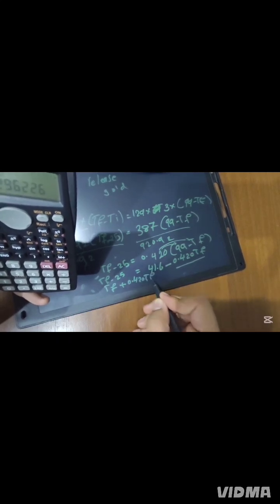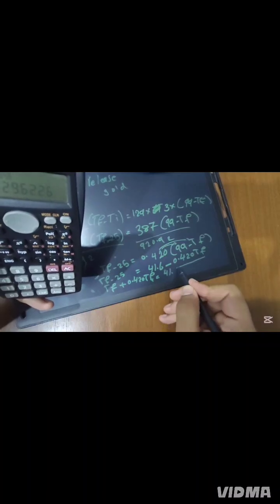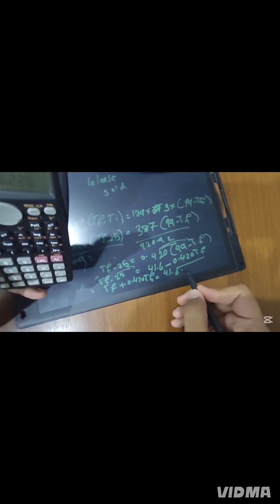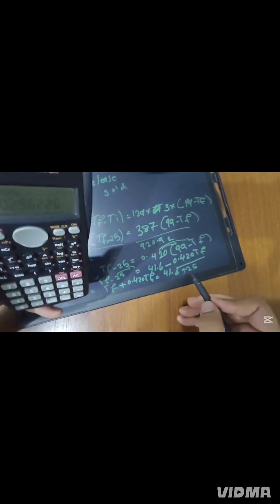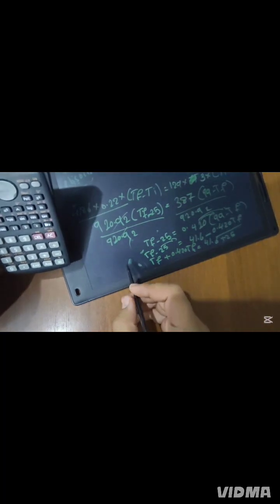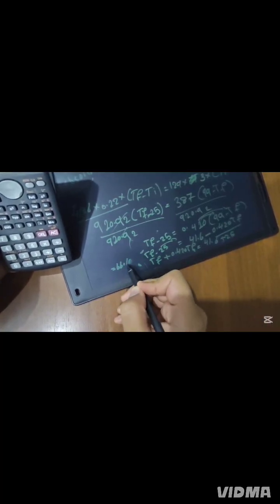0.42 TF equals, and copy this number, bring down again 41.6, and take this negative 25 to the right side. It will be positive 25. 41.6 plus 25, the answer will be, let me write it down here. The answer of the right side will be 66.6.